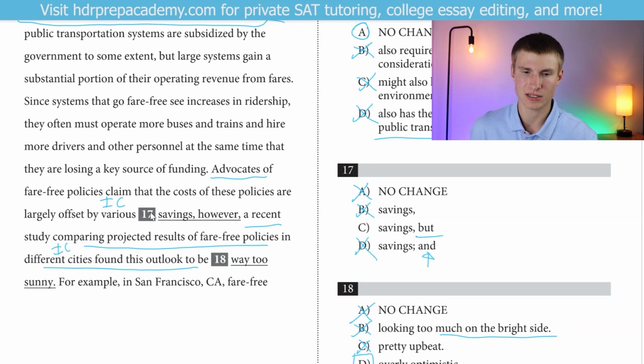I can go ahead and get rid of D because I know that we're not going to use a semicolon with an and, okay? That's kind of a red flag. You don't want to do that. If you're going to connect two independent clauses with an and, you'd use a comma, not a semicolon. So I know my answer is going to be C there, and I'm going to go ahead and show you why they used but as well.